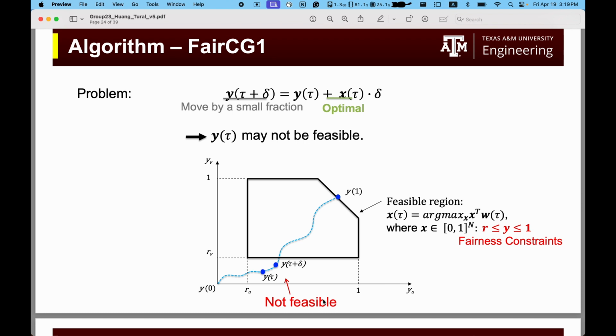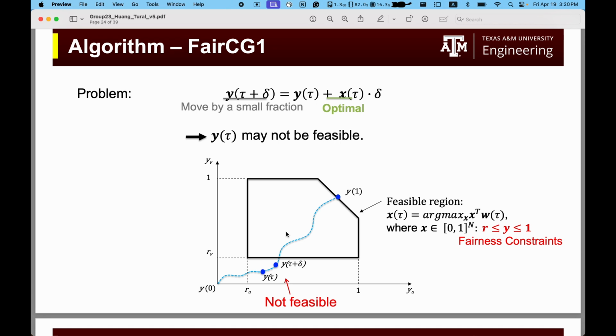However, there is a little problem in this algorithm. For example, suppose we have two workers, where the x-axis is the probability of worker 1, and the y-axis is the probability of worker 2. So the values are in the range of 0 and 1. Because we need to obey the fairness constraint, we can only choose data in the range of R, which is the feasible region, which means all the data in this region is feasible.